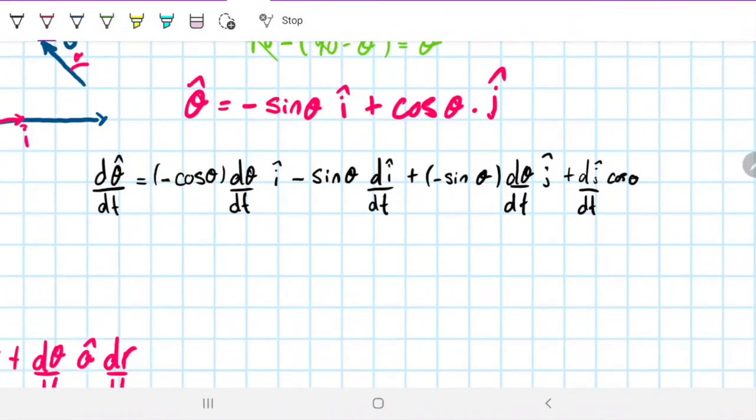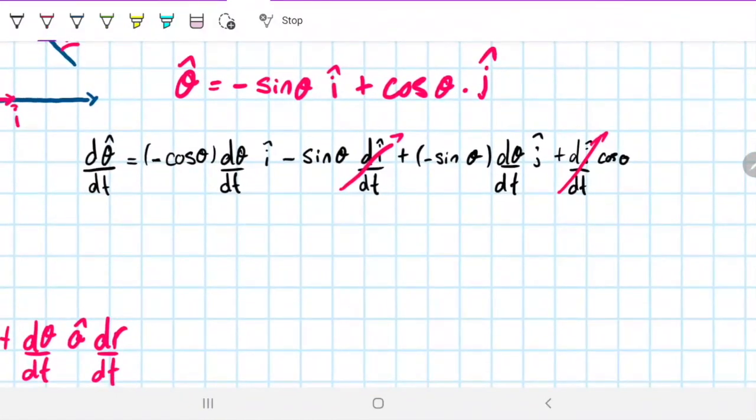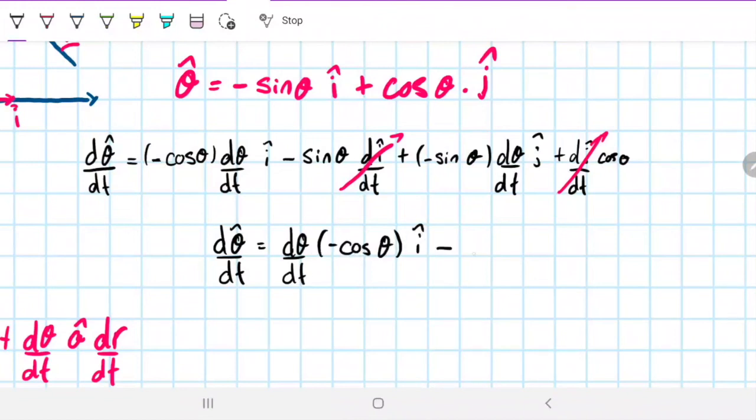Okay, now again, we know this guy is 0. We know this guy is 0, which means that this is simplified, somewhat simplified, I guess, to how theta is varying with time, minus the cosine of theta i hat. Sorry, I should put this outside, like so. Minus sine of theta j hat. Okay, so negative sine, negative cosine.